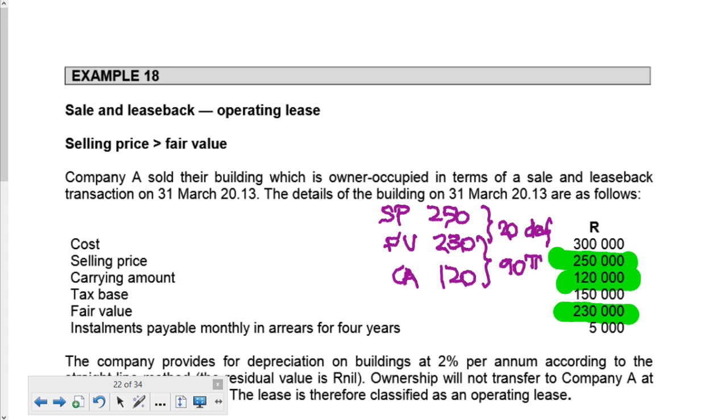Okay, carrying amount was 120. We go from 120 to fair value, 230. And we recognize profit on sale of the building of 90,000 Rand. But we're actually going to get 110. Can you believe it? 110. 110 profit. Then we actually will receive 250 in cash, so we will show the other 20 as deferred.